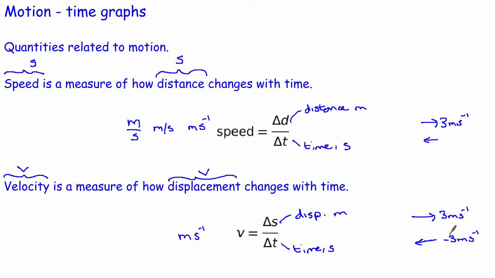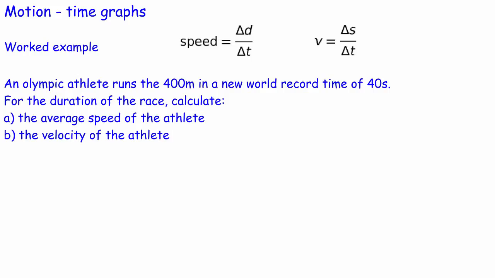So if it's got a sign associated with it, you can be pretty sure that it's velocity. Now, let's do a really quick worked example based on velocity. Here are our two equations. And we're going to look at an Olympic athlete that runs 400 meters. They do it in a new world record time of 40 seconds. So for the duration of the race only, we're going to calculate the average speed and also the velocity.